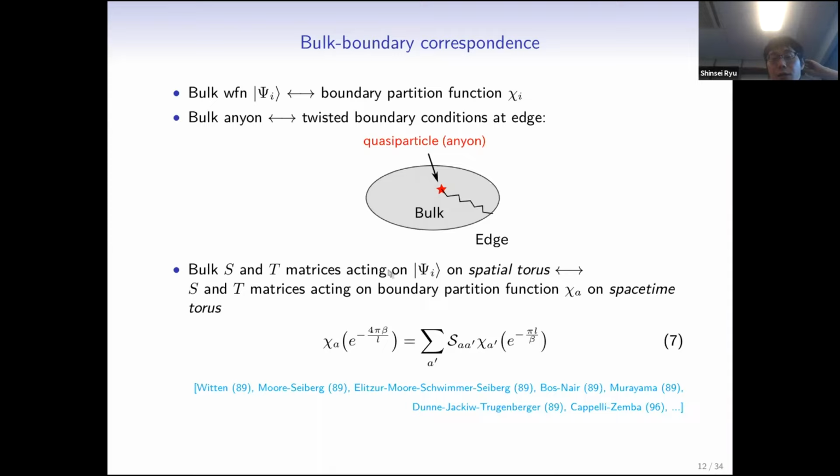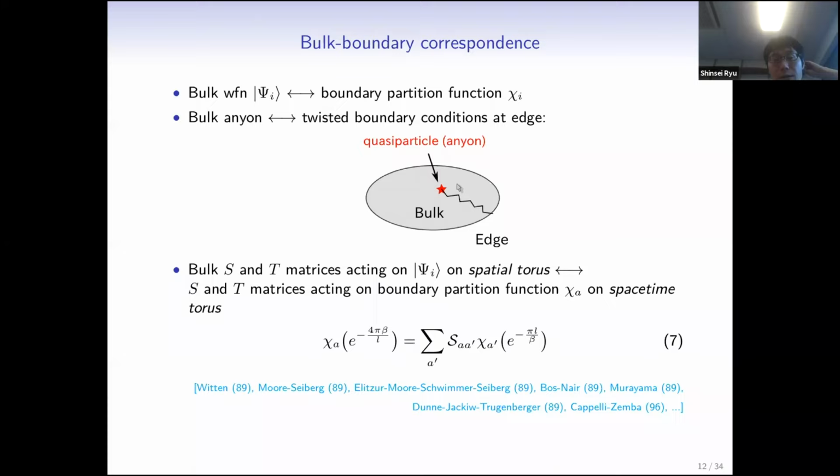And similarly, we can define S and T matrices acting on the boundary partition function. I'm going to use this symbol chi. And then these are basically the same. They carry the same information. This index A represents the partition function with a specific sector or specific boundary condition.